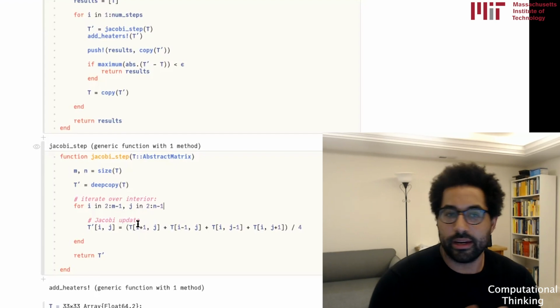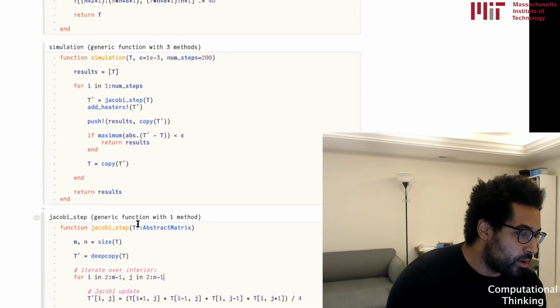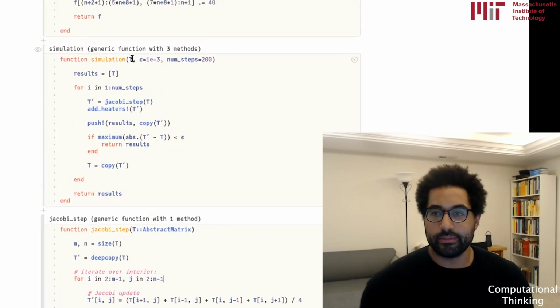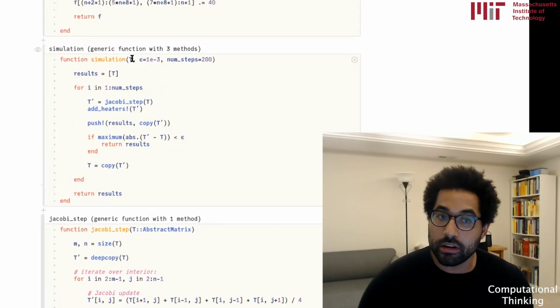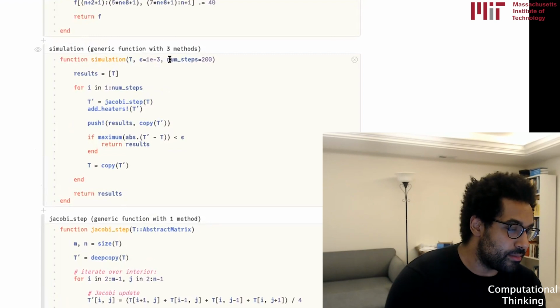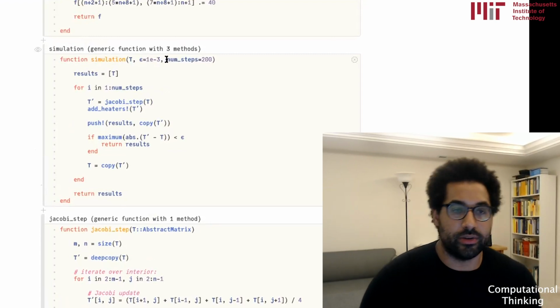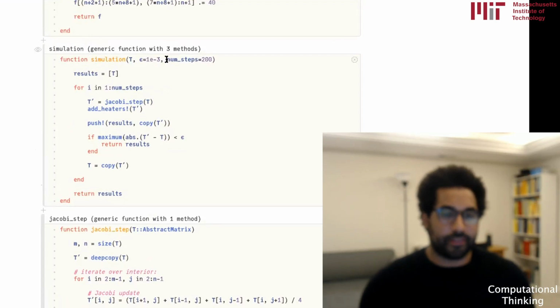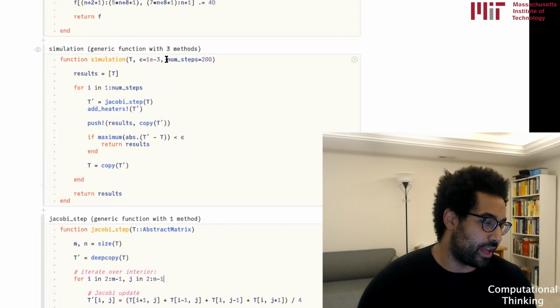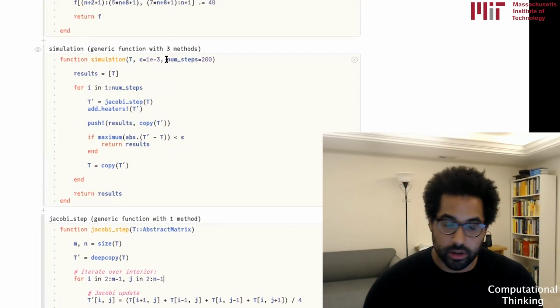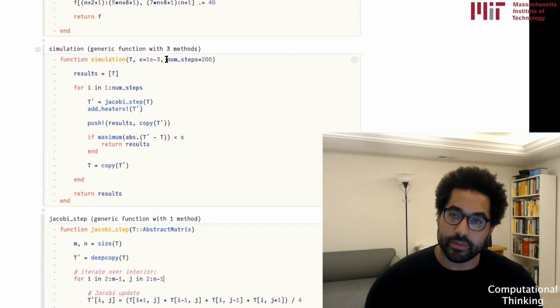And now to get an approximate solution, we just define this function simulation, which takes in an array, some tolerance for error, and some number of steps that you may want to run. And all it's going to do is, for that number of steps which you define, run Jacobi over and over again until either you do all the iterations you tell it to do, or its error drops below a certain threshold.